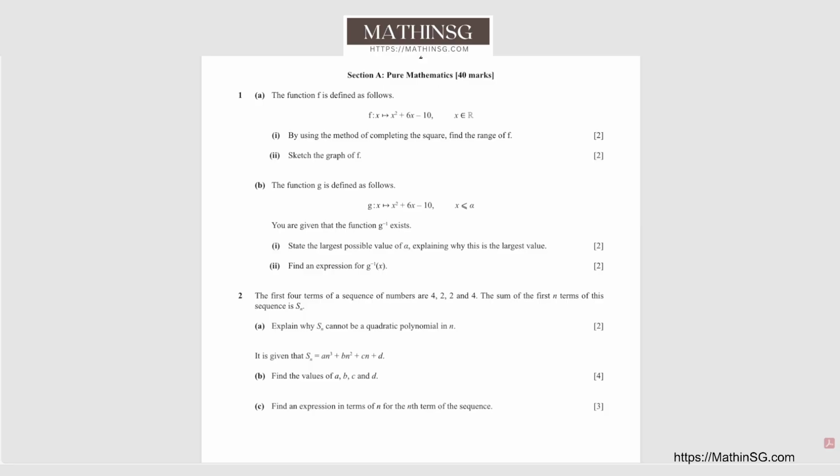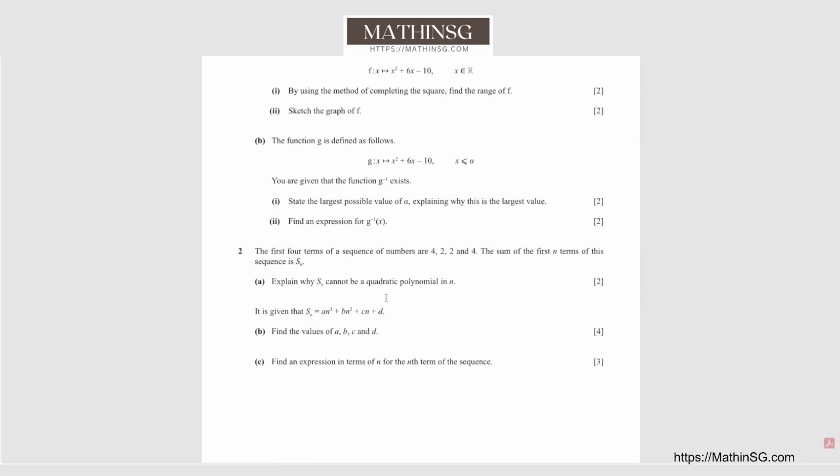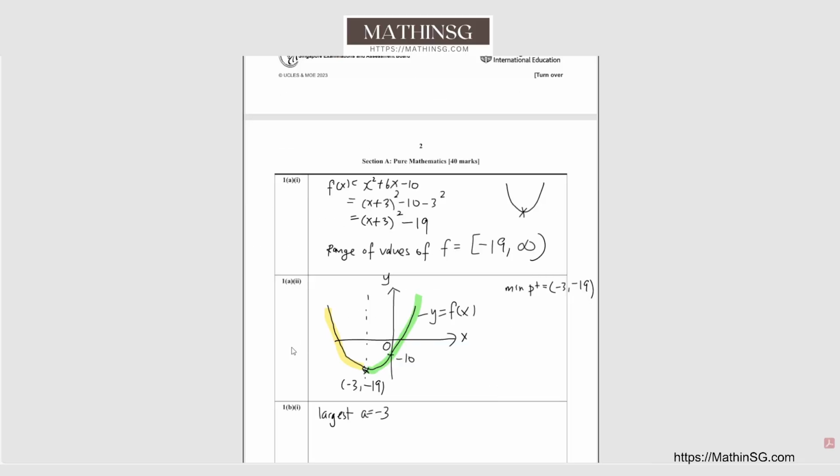You just need to say largest alpha is minus 3. Then you need to explain why this is the largest value. Because from minus infinity to minus 3, g is a 1-1 function.